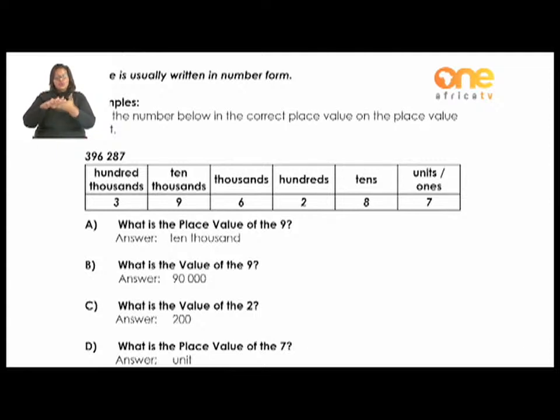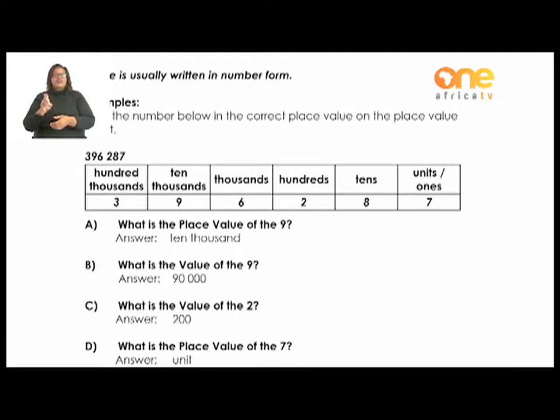In our place value chart, we usually start from the smallest place value, which is our units or ones, tens, hundreds, thousands, 10,000s, and 100,000s. So now we know the 7 is a unit, the 8 is a 10, the 2 is 100, the 6 is 1,000, the 9 is 10,000, and the 3 is 100,000. And that is the place value. Now let's look at our questions.